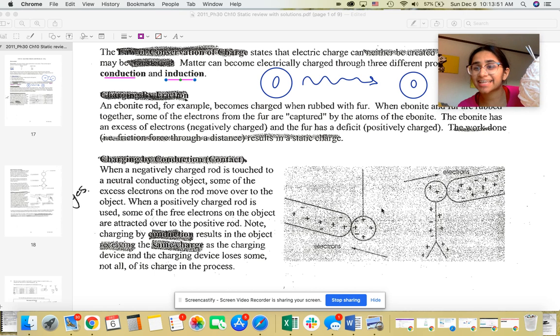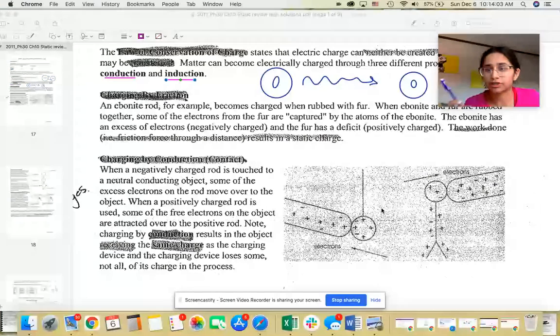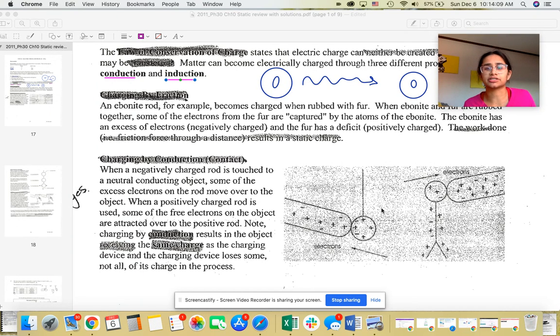Fur is going to be left positively charged because there is a deficit of electrons, and the ebonite rod is going to be left negatively charged because it gained electrons. So there's an excess of electrons in the ebonite. Now, it's a known fact that ebonite becomes negatively charged, so this just happens to work out.